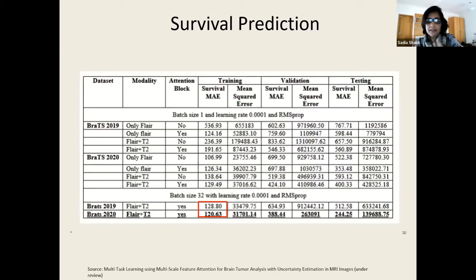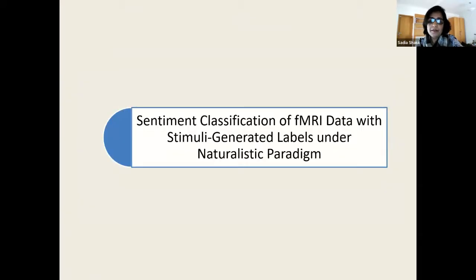And again, this is the result for survival prediction. I will not go into the detail, but what I would like to conclude from here is that this is one way AI can be used on MRI images or neuroimaging data. And I would like to emphasize that the same things may not work so well on all kinds of data sets.